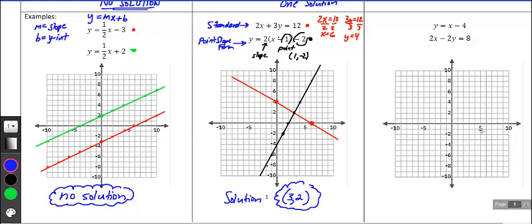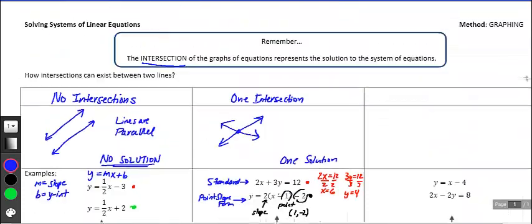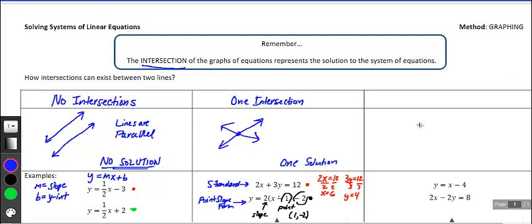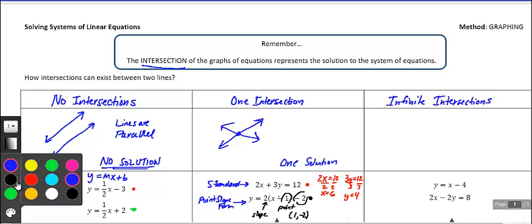All right, so I have this third example, and I'm not sure if you've considered this, but we could have more than one intersection from two lines. And I'm not talking about making them into curves. I'm saying they're going to stay lines. But what if there were infinite intersections? Right? How would that happen?